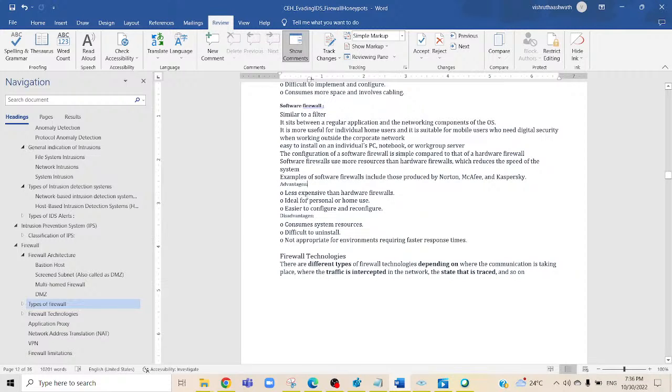Advantages: less expensive than hardware firewalls, ideal for personal or home use, easier to configure and reconfigure. Disadvantages: consumes system resources, difficult to uninstall, not appropriate for environments requiring faster response time. So if any environment needs a faster response time, a software firewall is not appropriate for that kind of environment.